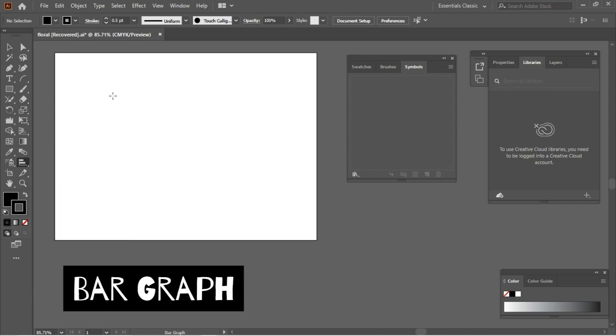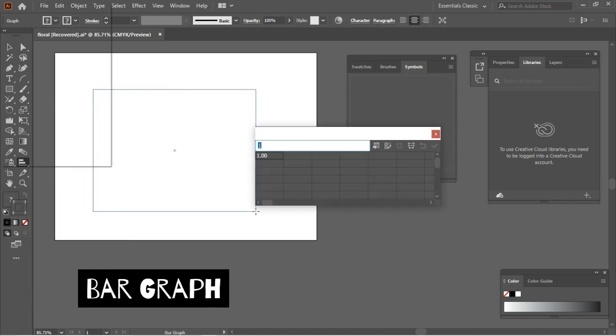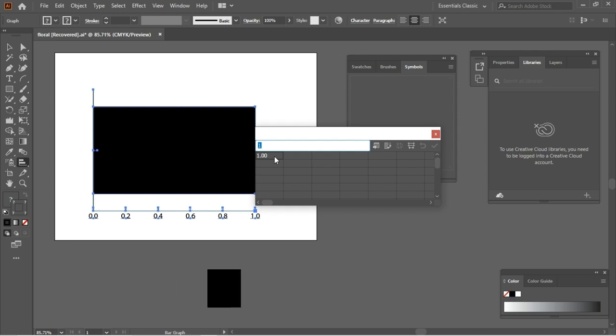A bar graph is a column graph flipped horizontally instead of vertically, with the values of the bars aligning with the x-axis instead of the y-axis.